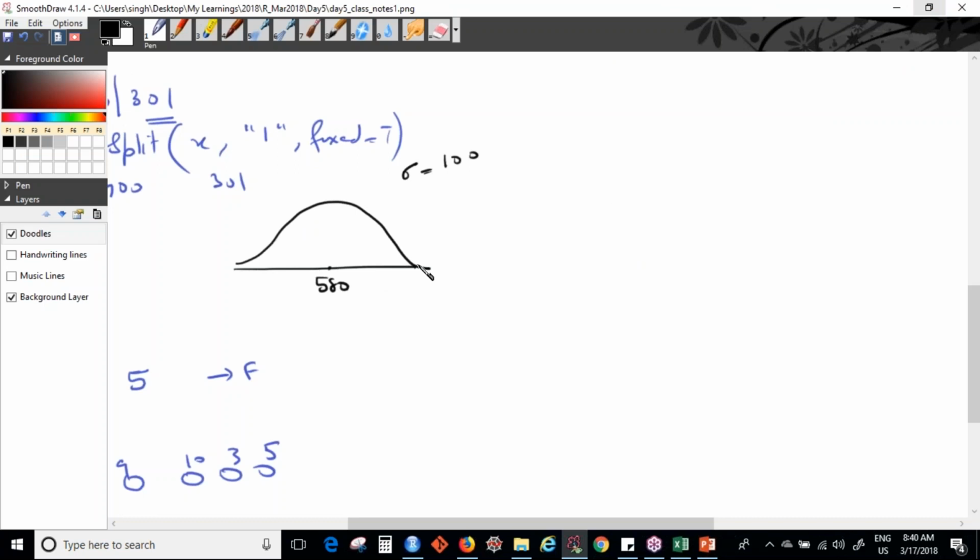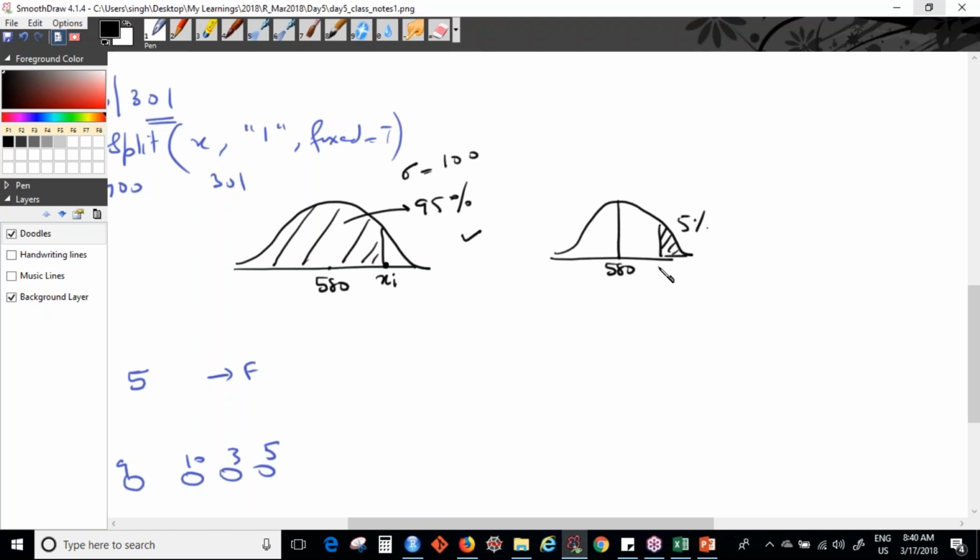So you have to find a point here, a value x, below which 95% of your scores lie. So this area is 95%. You can either solve it this way, or if this is your 580, if this is 95%, this is 5%, you can solve it that way also. Any one method you can take.